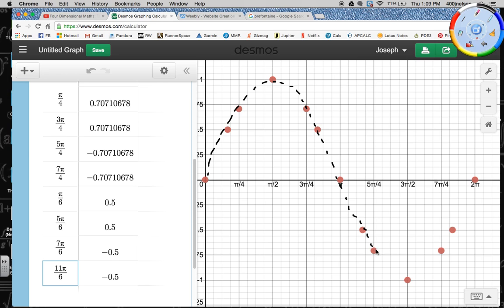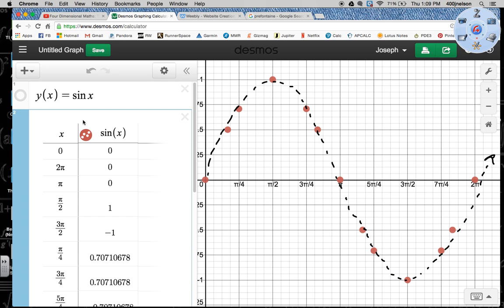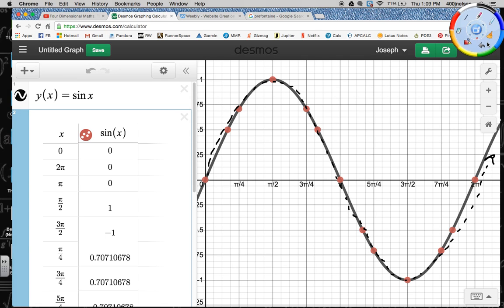Notice, though, I don't do any corners. This is a rounded curve. It's very, very smooth. And if I go back up and I just tell it to actually graph sine of x, which you can do, obviously, look at that. It graphs the sine of x function. It follows all of these dots up and down.